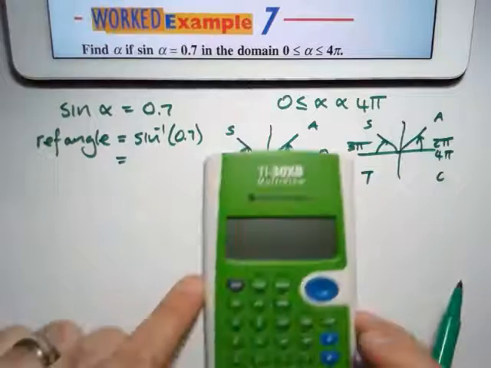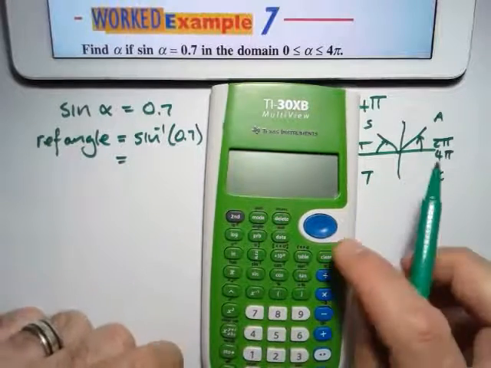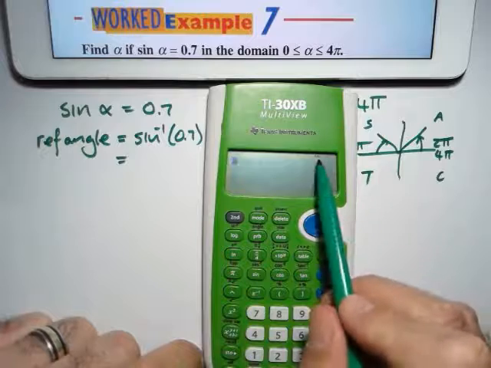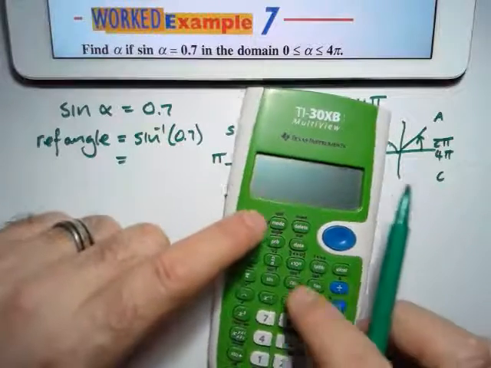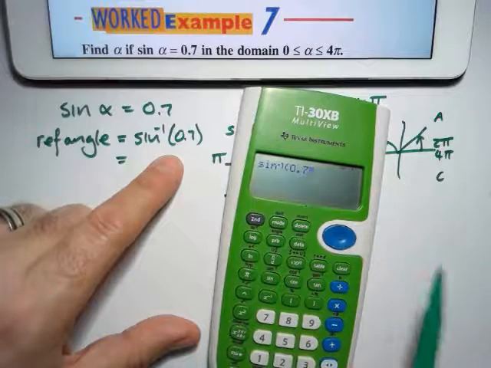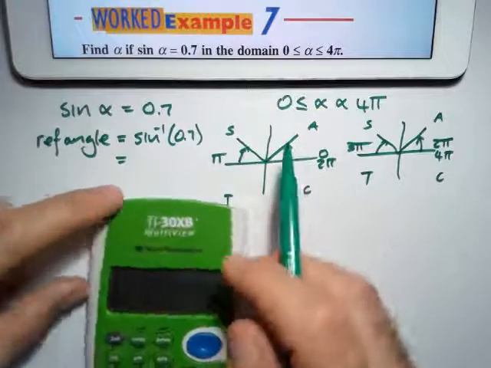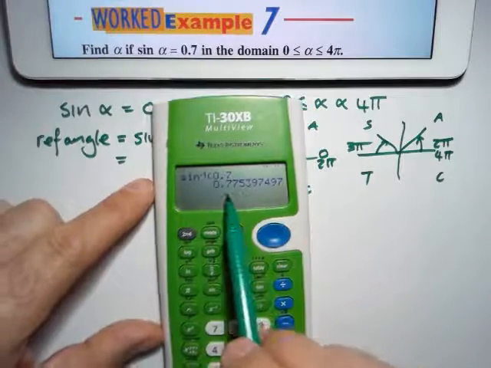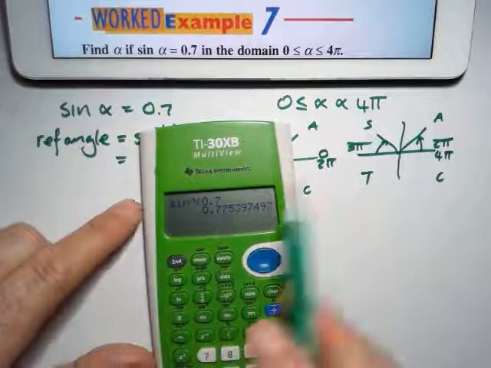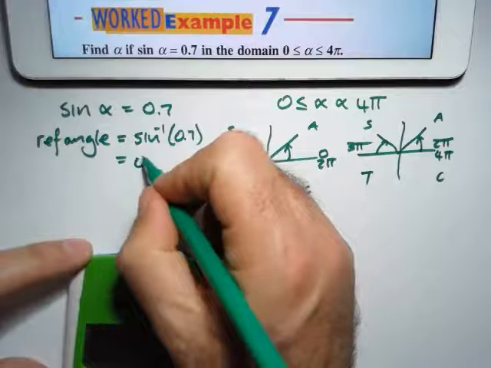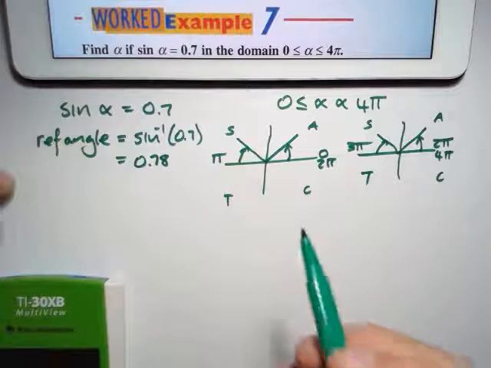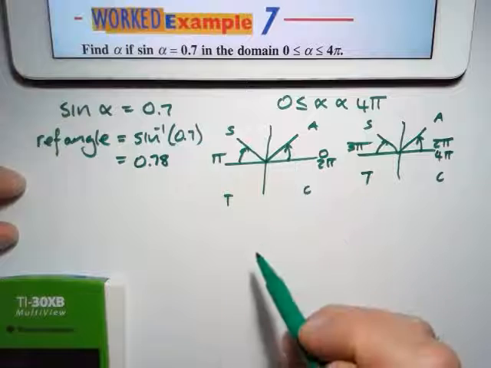I'm in radians, so I'm going to make sure that my calculator is in radians. Switch it on first. Clear. I'm going to make sure that's in radians. I'm then going to say inverse sine of 0.7. Enter. They don't say what we're going to work in. I'm going to use 2 decimal places, so it's 0.775. That 5 will make that 0.78. This will be 0.78 radians. So I have 4 answers.